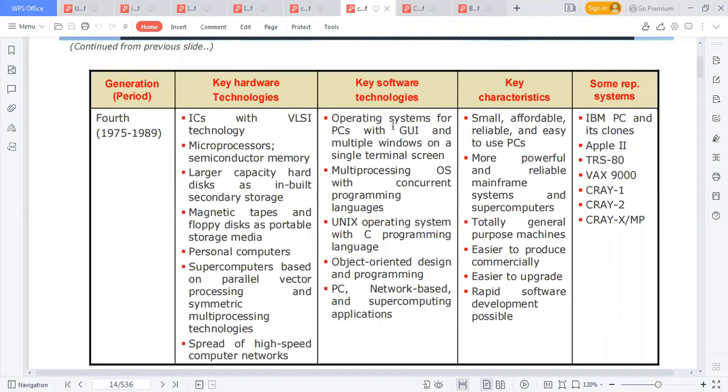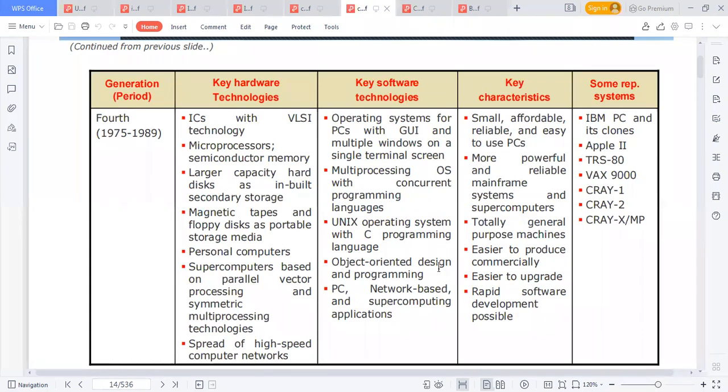Now, what was the key software technology for the fourth generation? Operating systems for PCs with GUI and multiple windows on a single terminal screen. That means we can communicate over a network and develop networking systems. We can use multiple windows and multiprocessing operating systems, with concurrent programming languages. The Unix operating system, also with the C programming language, is the special key software technology for the fourth generation.